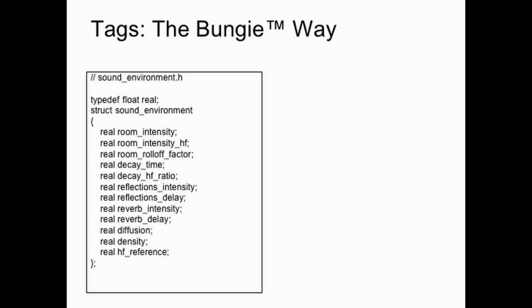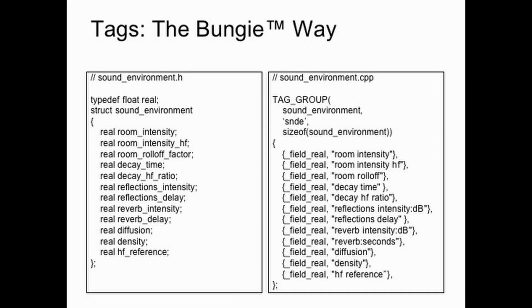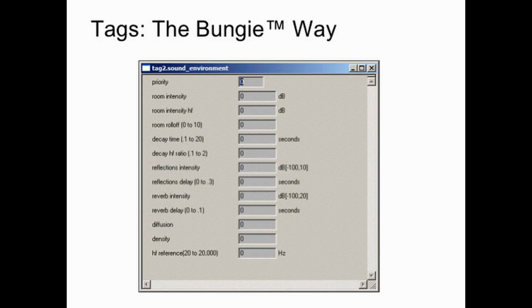And so I'm going to give an example of how you would actually go about defining a resource that we would manage both in code and in our tools. So this is our sound environment. It defines a reverb for a particular room in a level. And in code, you would go in with a bunch of macros and lay out the tag group like this. And so once you've done that, you can register this tag group with the tag system, and this is how you would edit it in our editor, Gorilla.